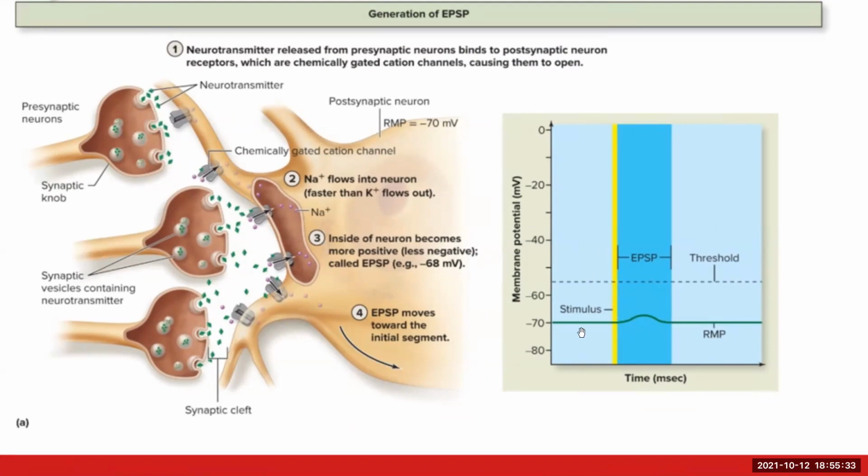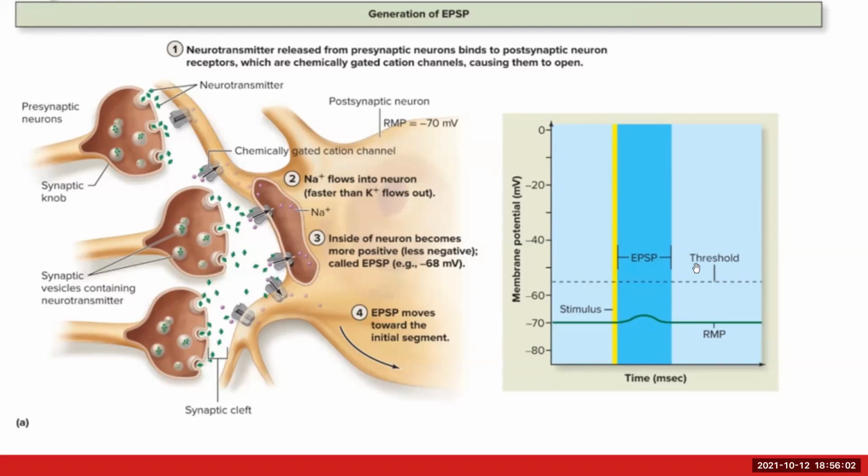So when we're graphing this, here's our resting membrane potential of -70. Here's the stimulus, the opening of those chemically gated cation channels. Now our cations are flowing across the plasma membrane, and we get a little blip, and that's about -68. So we depolarized it a little bit, but we didn't depolarize it enough yet, because now we're going to talk about this right here.